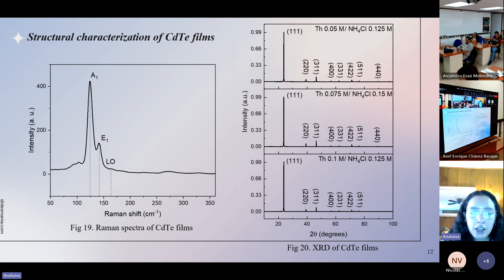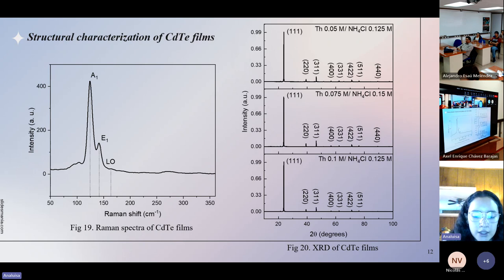For the cadmium telluride films, we realize some characterizations. First, the X-ray diffraction patterns show planes that correspond to the cubic phase of the cadmium telluride, and also the good intensity of the peaks shows a good quality of the films obtained.